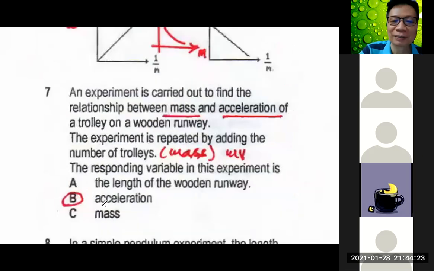The answer is B, because the question says relationship between the mass and the acceleration. So here, the experiment is repeated by adding the number of trolleys. When you add more trolleys, when you make it heavier, you are controlling the mass. Mass is m, so acceleration becomes the variable.